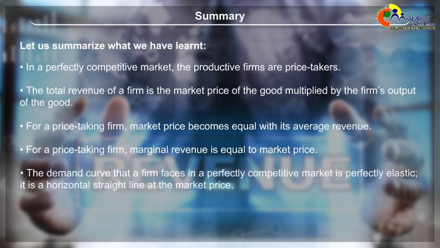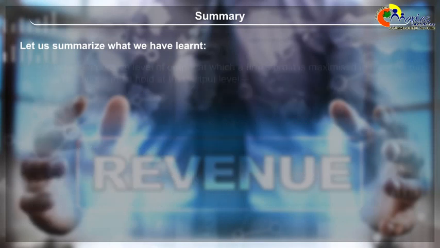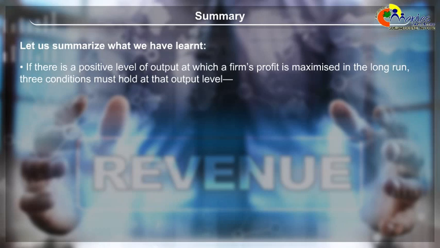The demand curve that a firm faces in a perfectly competitive market is perfectly elastic. It is a horizontal straight line at the market price. The profit of a firm is the difference between total revenue earned and total cost incurred. If there is a positive level of output at which a firm's profit is maximized, in the long run, three conditions must hold at the output level.